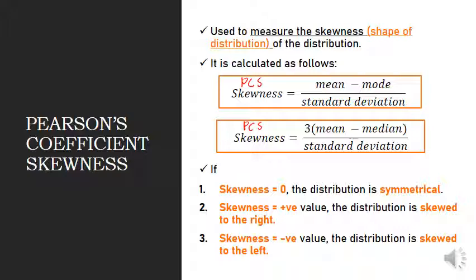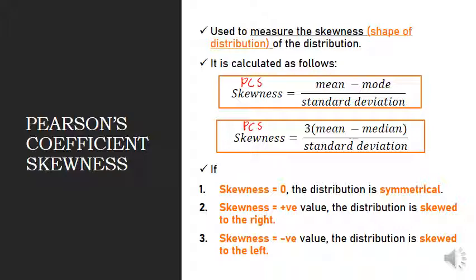If you have mean and mode, use mean minus mode. If you have mean and median, use 3 mean minus median. If you have everything, then it's up to you which one to use. Why? In the end, the conclusion will be the same.